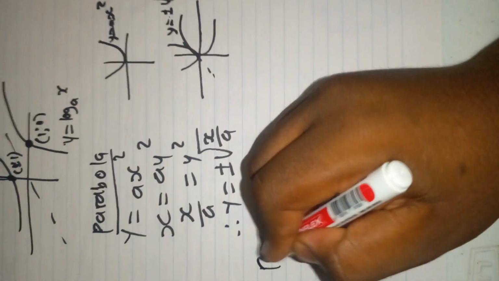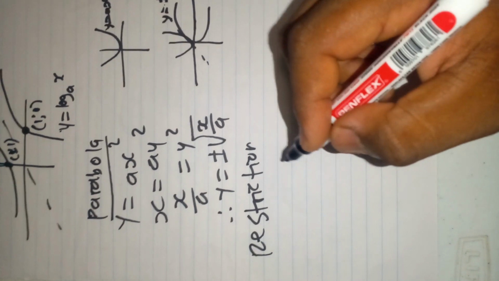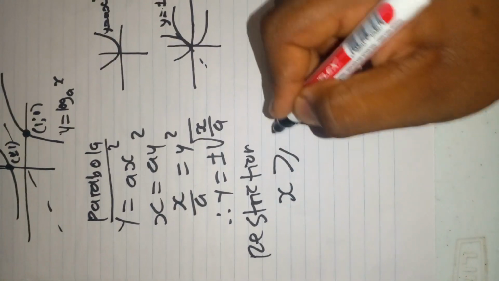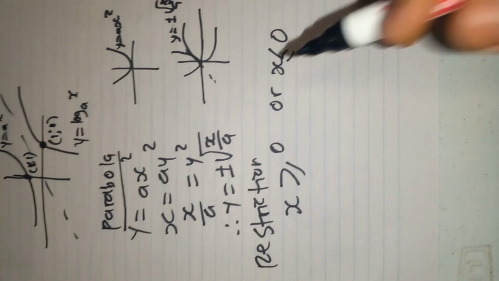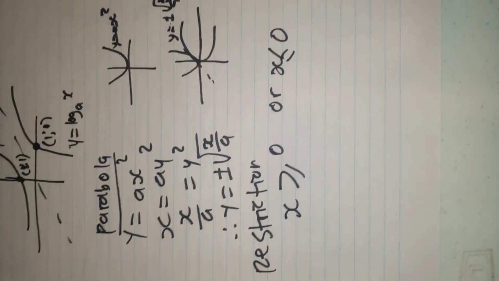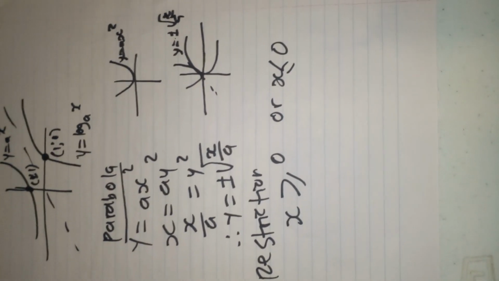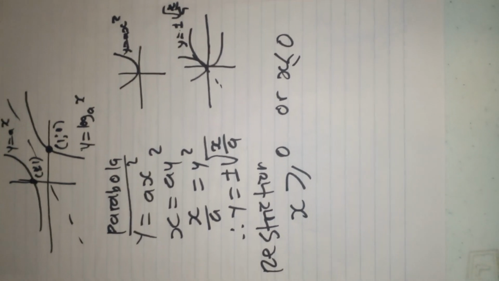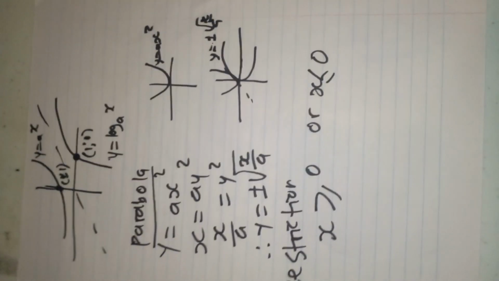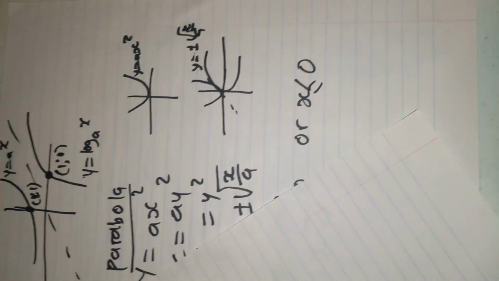Therefore, we need to do a restriction. How are you going to do it? Either you say x is greater than or equal to 0, or x is less than or equal to 0. That's how we restrict it. To check if a graph is a function, it needs to pass the vertical line test, where a vertical line is drawn on the graph, and if the line intersects the graph at one point, then that one is a function. Remember I told you that for a graph to be a function, the vertical line must cut one point. So now we are going to continue again.